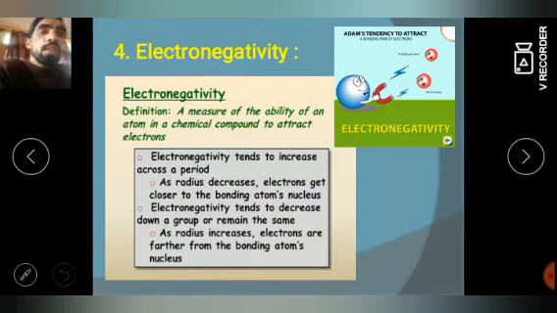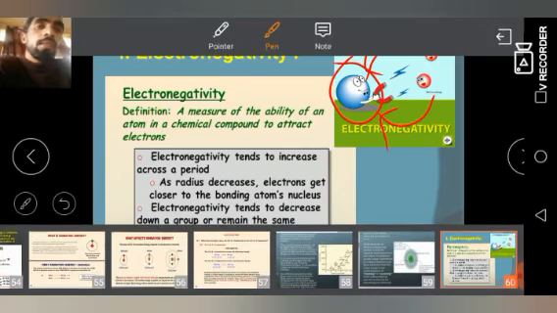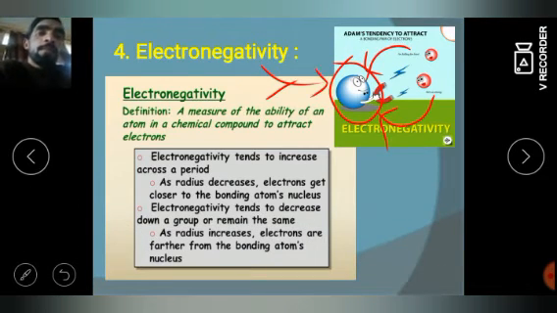So here you can see this cartoon is attracting the electron of other two electrons. So this is the electronegativity. This is representing electronegativity. It is that force of the atom which is attracting the electron. Electronegativity tends to increase across the period, left to right, and it is opposite to atomic size.